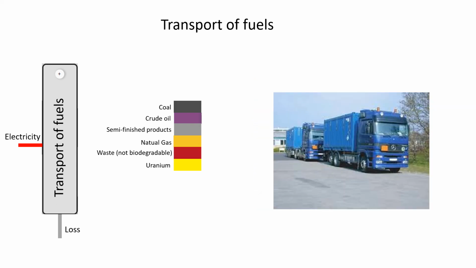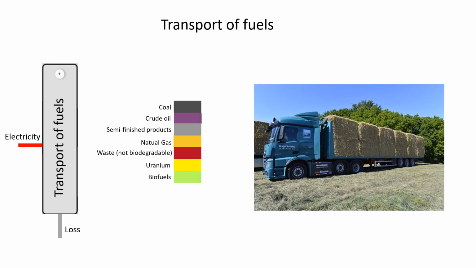Uranium is also often transported in big lorries. And then there's biofuels, which are also often transported in lorries. In this picture we can for instance see straw, which is a part of the transportation process. But for instance, wood pellets can also be transported in ships and in trains. These are the different methods of transporting the fuels.